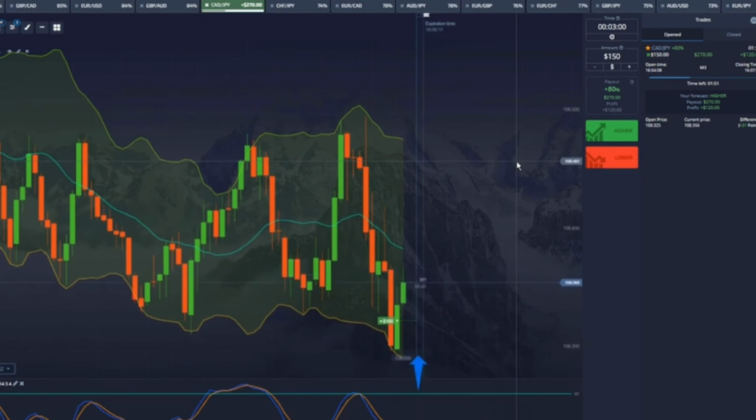When the candles come down to the lower Bollinger Band line and the stochastic oscillator also goes to the oversold condition, then it's a good moment to place buy or call trades, and the best example is the current trade on the screen.